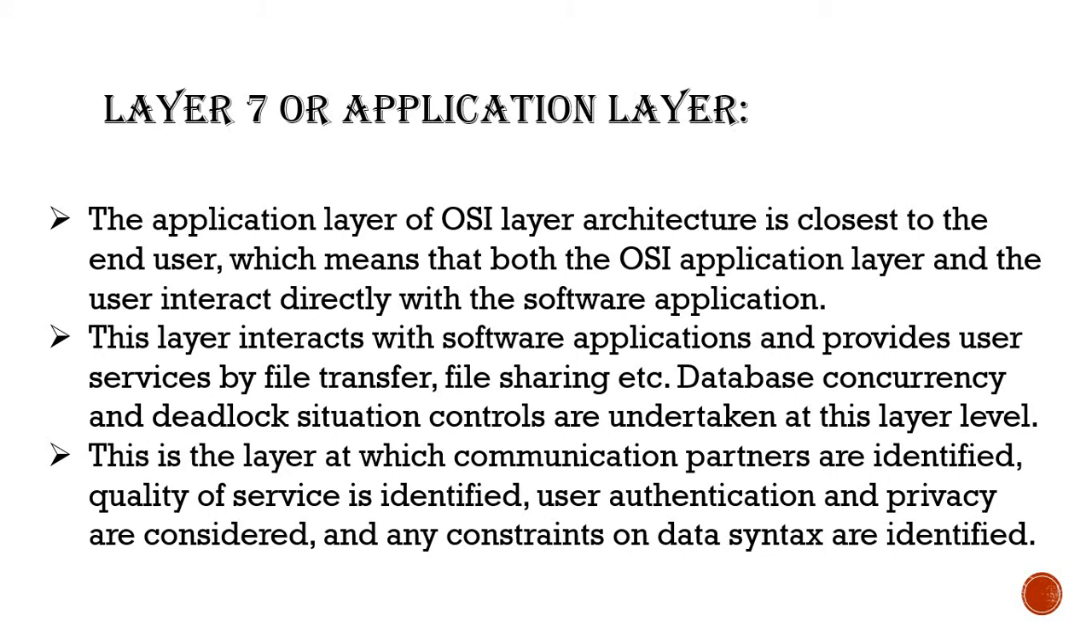Seventh layer, that is the application layer. The application layer of the OSI architecture is the closest to the end user, which means that both the OSI application layer and the user interact directly with the software application. This layer interacts with the software application and provides user services like file transfer, file sharing, etc.